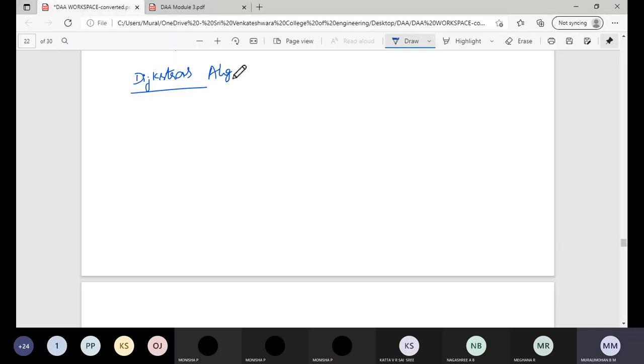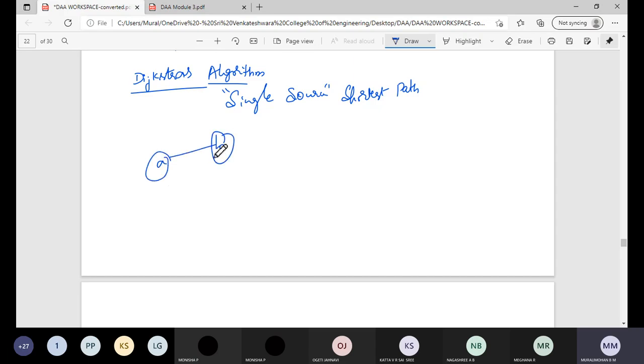So we are discussing Dijkstra's algorithm, right? It is used to find a single source shortest path. As the name itself says, a single source shortest path means we will fix the source vertex. From that particular vertex, we need to find the shortest path to the remaining vertices of the graph, right? For example, yesterday we have seen, suppose we are having a graph like this.